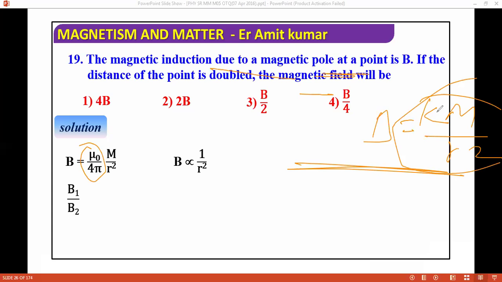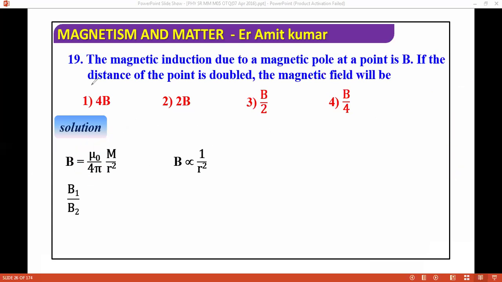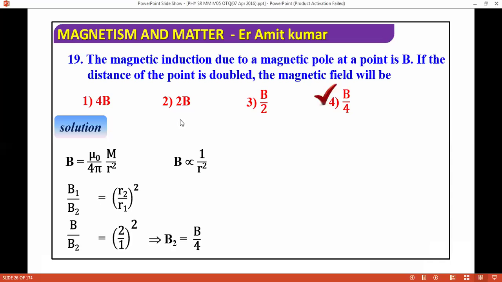K is mu naught by 4 pi, so the field is K m by r square. Likewise, you can do these questions, you can handle this question. So it's basically the radius, and the answer will come as B by 4.